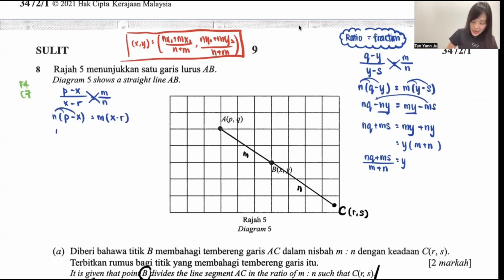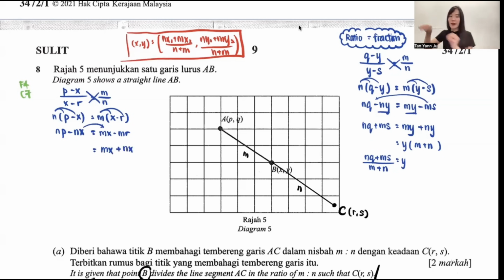So n times p, np, n times x, nx, m times x, mx, n times r, nr. And what we want? We want a single x or maybe single y. So this one is mx. I move this over to make all my x to the right side. Then all the non-x, I move it to the left side, which is mp minus mr, move it over plus mr.